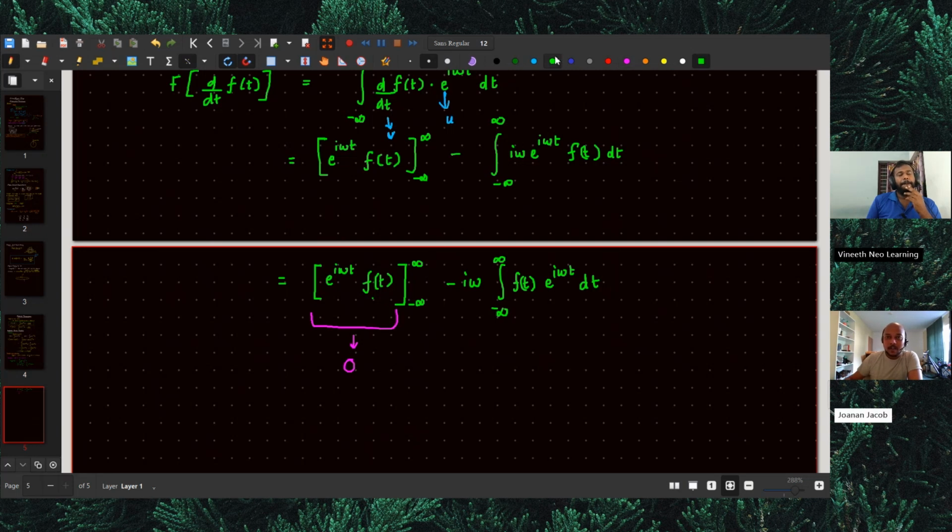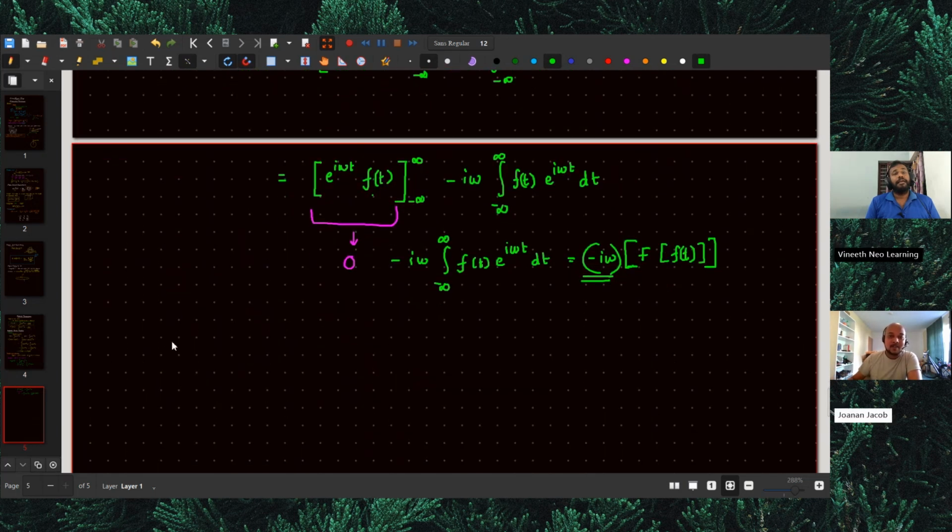Now, what is remaining? Negative i omega times the integral from negative infinity to infinity of f of t e raised to i omega t dt. That will become negative i omega times, what is the value? This looks like the Fourier transform of f of t. So taking a time derivative actually adds a constant to the transform. Now, if you take a derivative a second time, what will happen? Minus i omega will be added again.